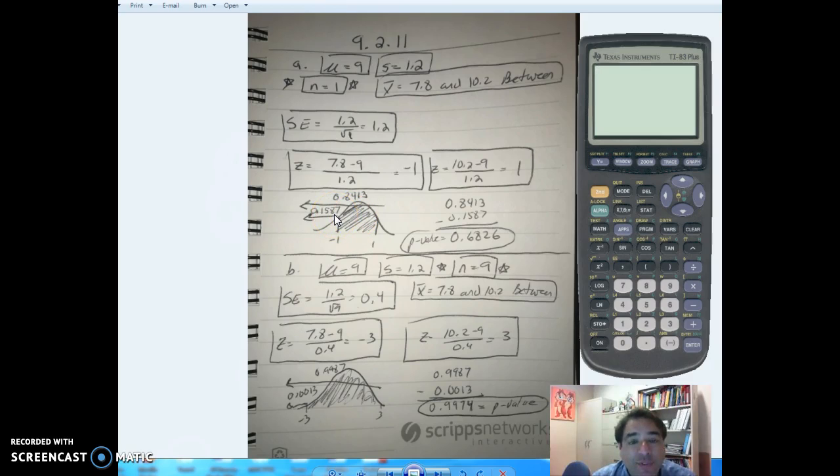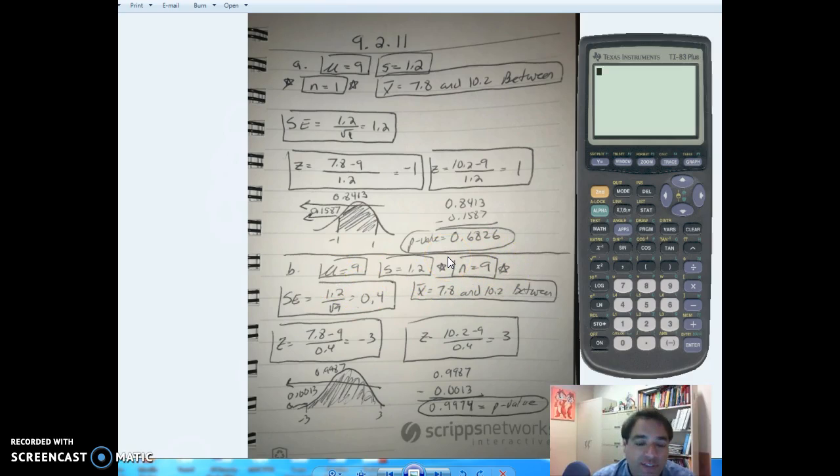Remember the z table tells us less than. So that's 0.1587. If you look up 1, you get 0.8413. And since we're looking for between, we subtract them. Now for this example, they're saying it's normal, so we're going to do a z-test for both. Z-test for both.